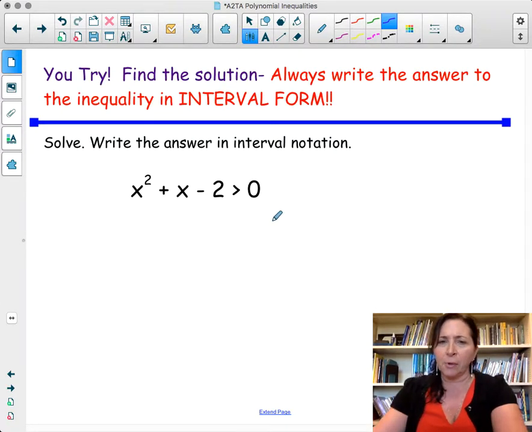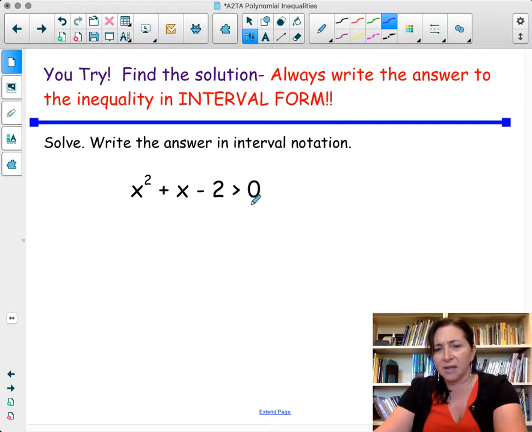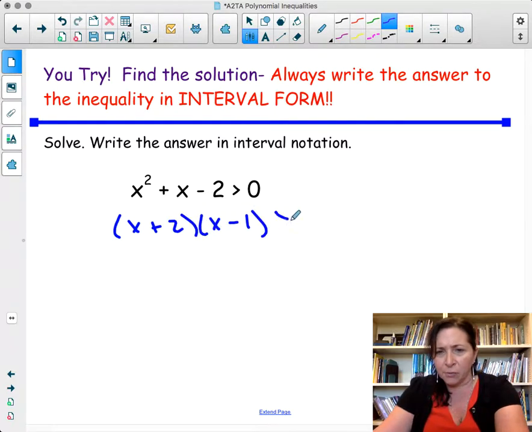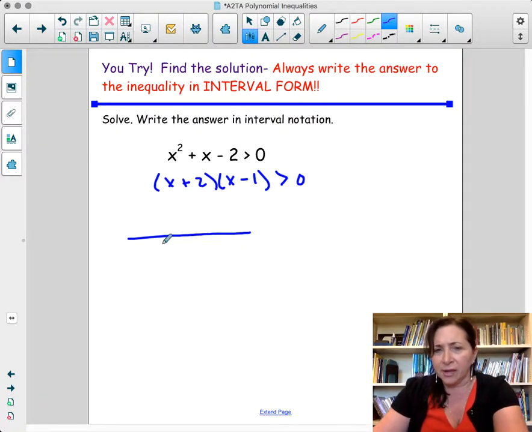So let's try this problem right here. You're supposed to solve this and write the answer in interval notation. This is already set equal to 0, so the next thing I'm going to do is factor. Factoring this, I get x plus 2, x minus 1, and that's greater than 0. I'm going to draw my line here and put my roots on it. I have a -2 and a positive 1.